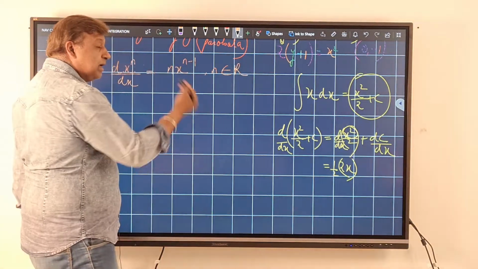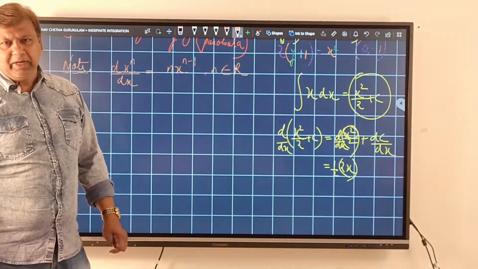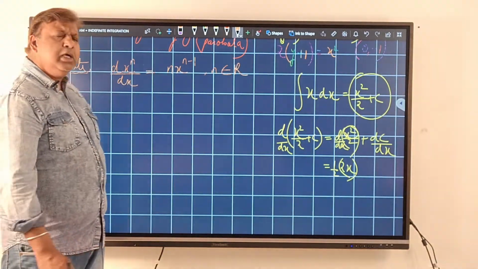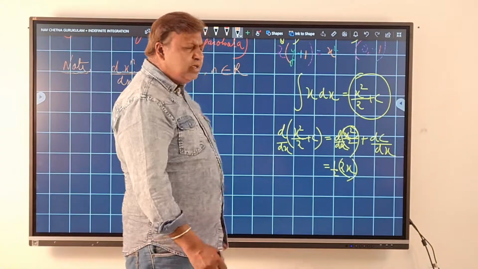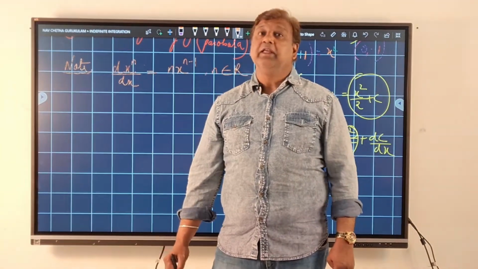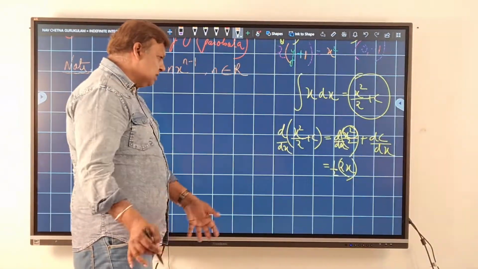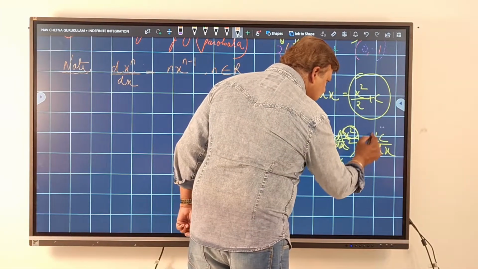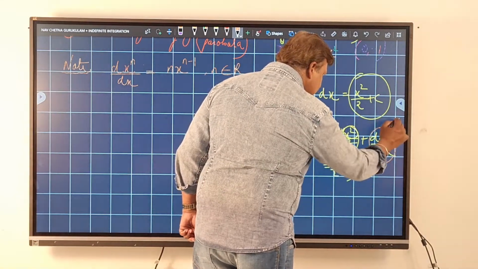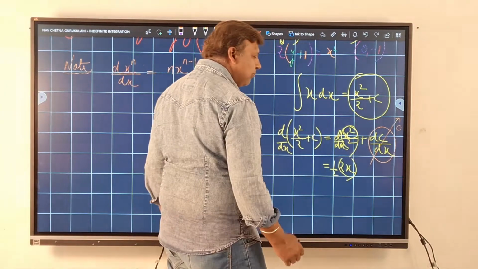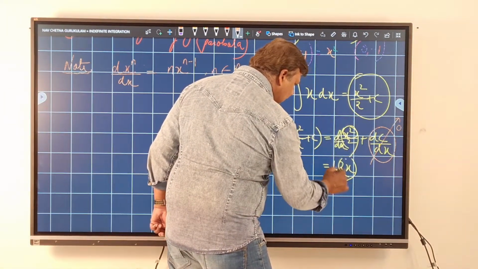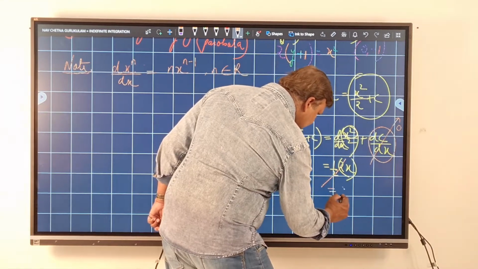Somebody said x raised to power e. How do you differentiate x raised to power e? That same exponential number e, that's what I'm referring to. No matter it is an irrational number, it would be e x raised to power e minus 1. So no worries, you can apply this formula for any real number. And here the constant's derivative is 0. Correct? So 2x and there was a half outside. So 2 and 2 cancel. What do you get? You get x.